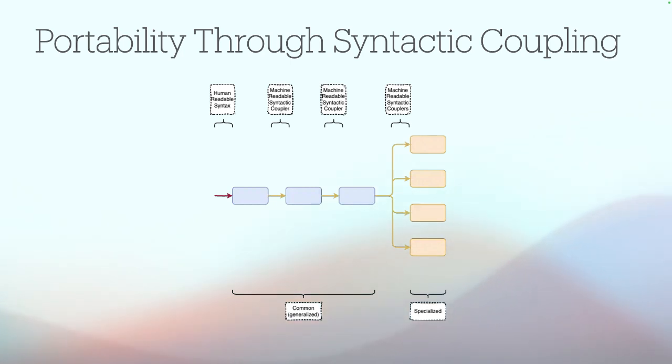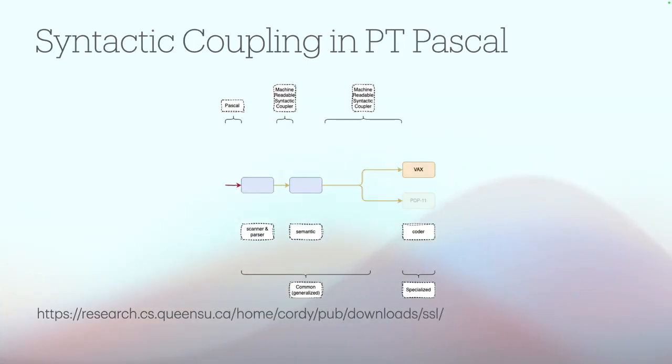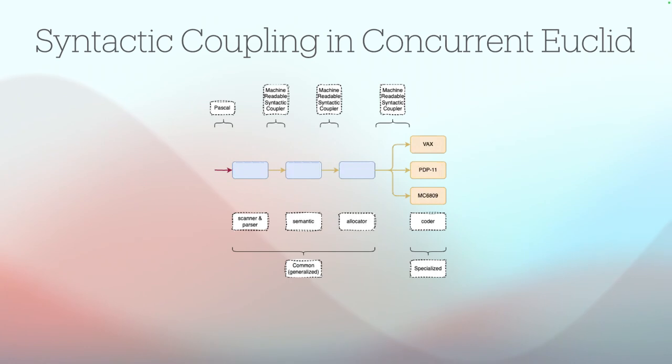output formats. Here's an example of syntactic coupling in PT Pascal, demonstrating how the approach was used to target multiple platforms including VAX and PDP-11 systems. Another example shows syntactic coupling in concurrent Euclid targeting VAX, PDP-11, and MC6809 platforms from a single codebase.